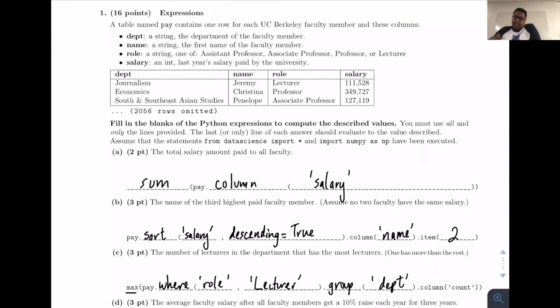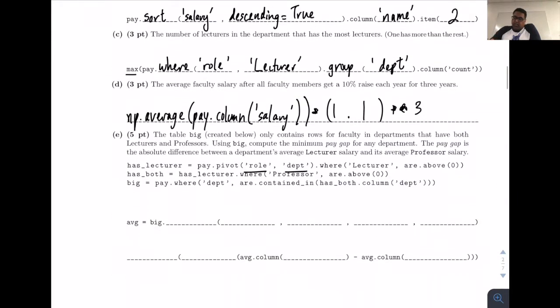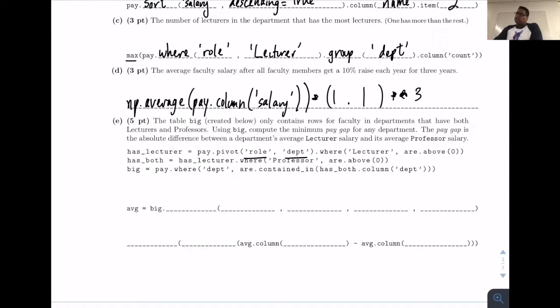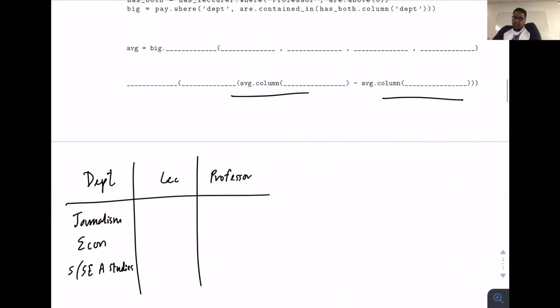So big will look something like this, but it'll only contain values from departments that have at least one lecturer and one professor, right? So how do we go about finding the minimum pay gap for any department? In the skeleton code they give us, we have big dot something, and then something with 4 arguments, and here we were subtracting away 2 different columns. Since they use pivot here, we're hinted that we also want to use pivot again. Why would pivot be helpful? What could we use pivot to do?